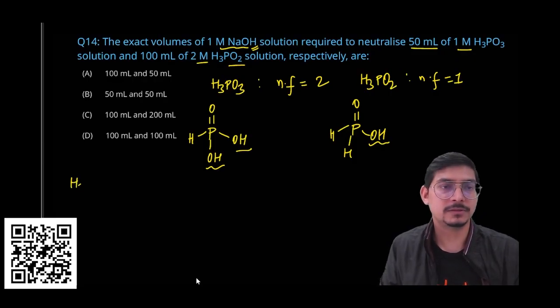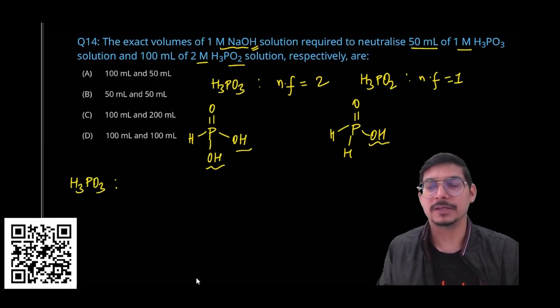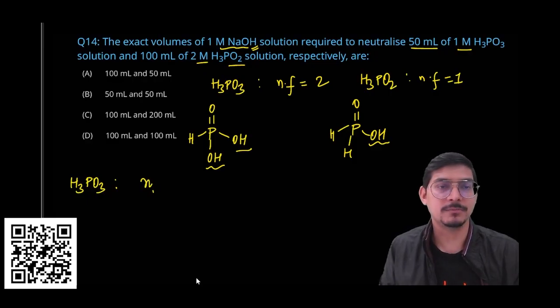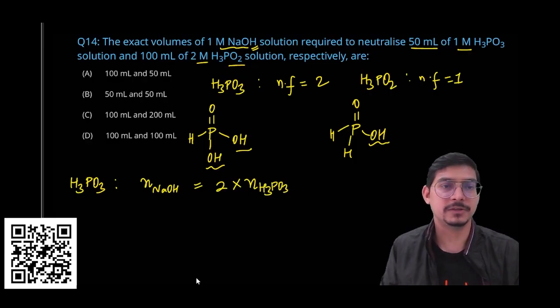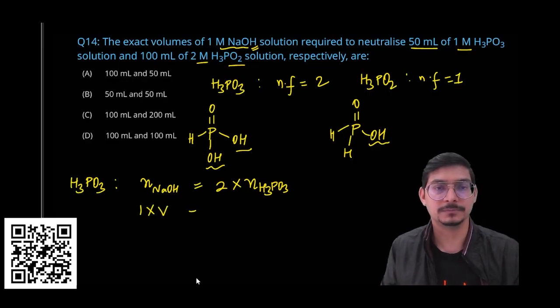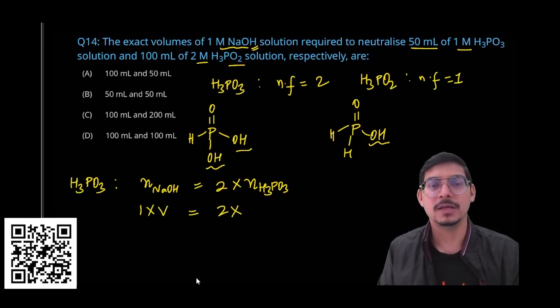So let us calculate for H3PO3. Because NaOH gives one hydroxide, but H3PO3 gives two protons, the number of moles of NaOH should be twice the number of moles of H3PO3. Now, number of moles is molarity into volume. Molarity of NaOH is 1 and the volume we have to find out, which should be 2 multiplied by the number of moles of H3PO3, which is again molarity into volume.